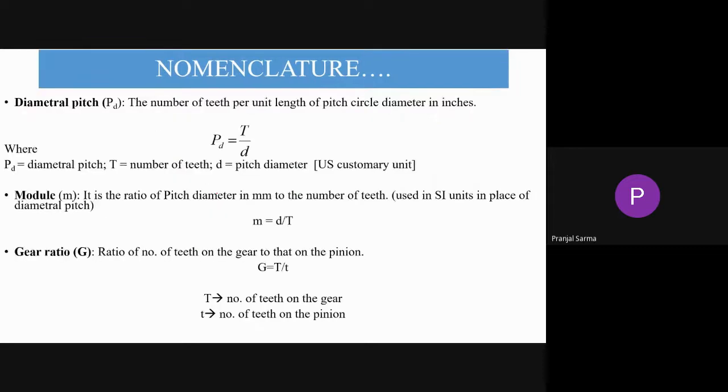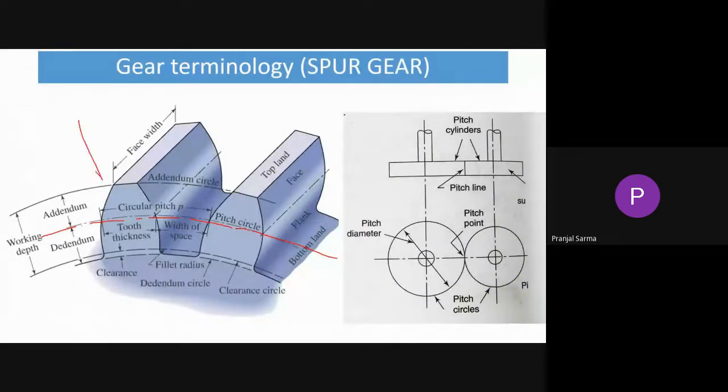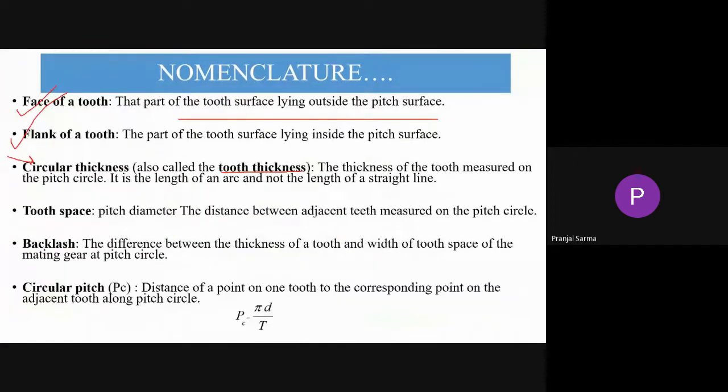Now how many teeth have we shown here? We have drawn two teeth. Along the pitch circle, this thickness is known as the tooth thickness, and this is not a linear one. We are not drawing it linearly, but this is the arc distance along the pitch circle. So that is known as the circular thickness.